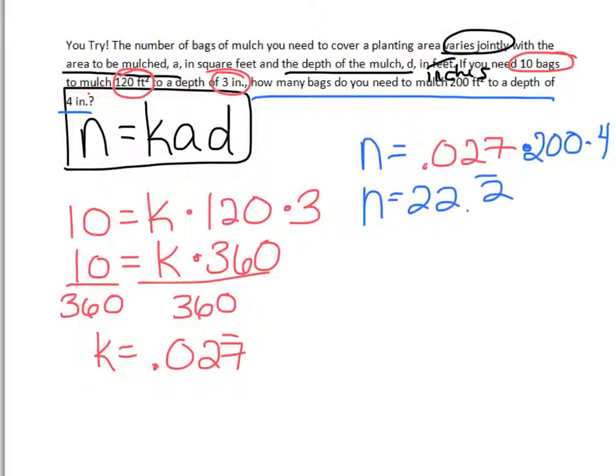And it probably repeated, or you had several 2's there. Well, once again, can you buy 0.2 of a bag? Nope, store's not going to let you do that. You can't just buy 22 bags because you would still have a little bit of area that you didn't get mulch on. So you need to buy 23 bags.